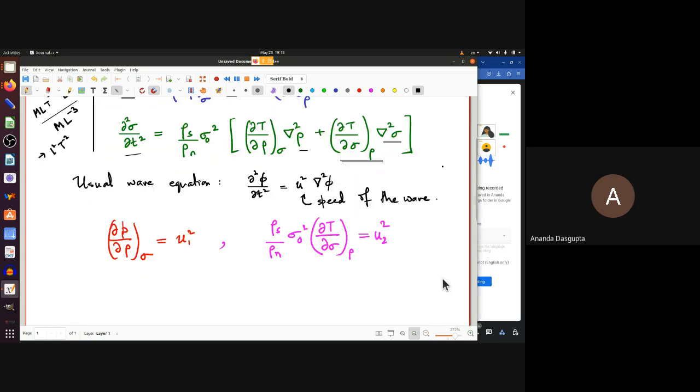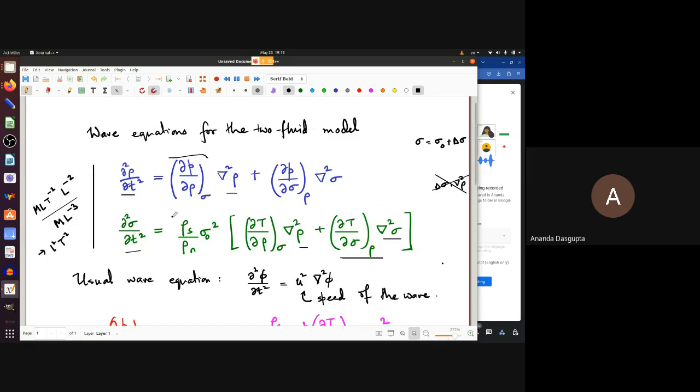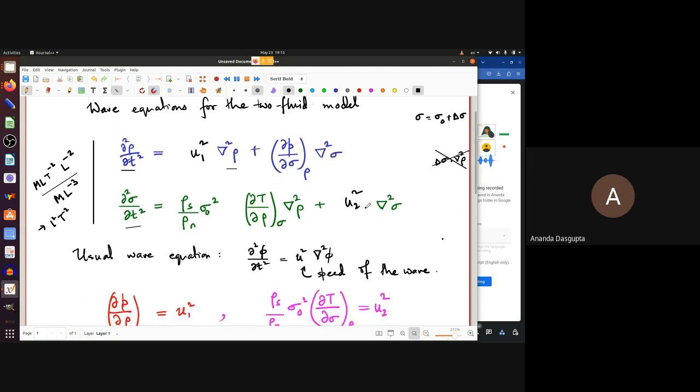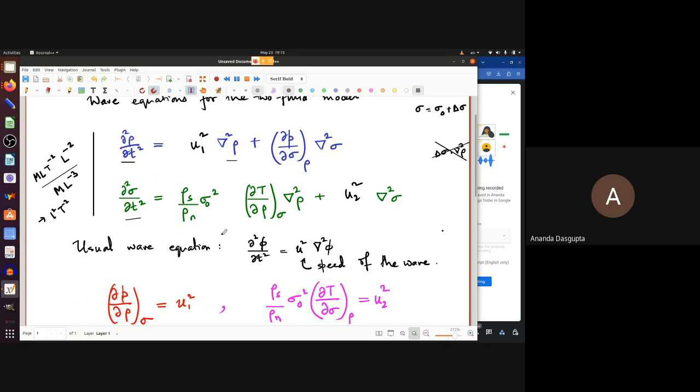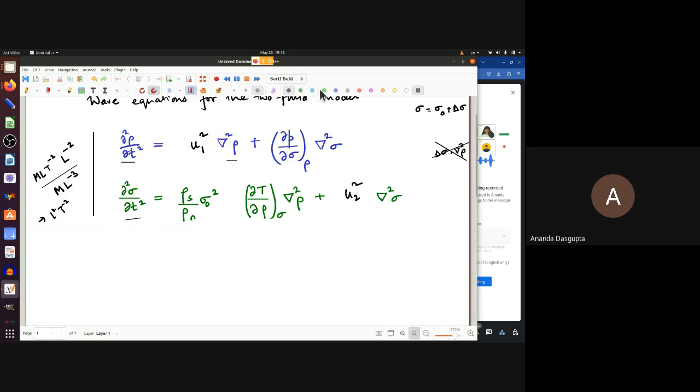Okay. So let me just do one thing. What I will do is, first of all, write this as u1 square. And here, this will become u2 square. This is a simplification that we have done. And then the next thing that I will do is I'm going to assume that rho and sigma travel like a wave in a particular direction, let's say in the z direction, and see what kind of speeds those waves can have.